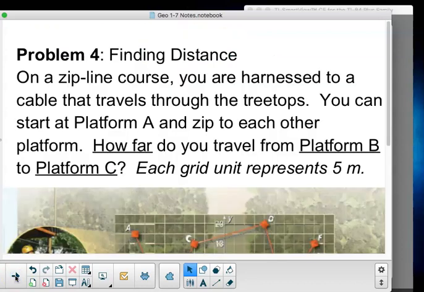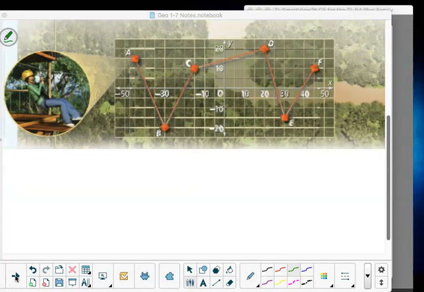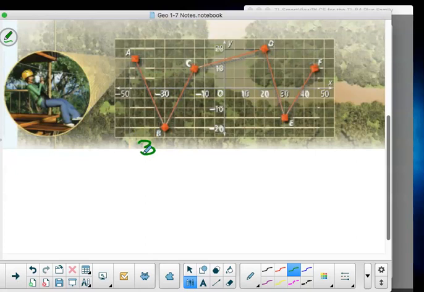Now, problem 4, finding distance. On a zip line course, you are harnessed to a cable that travels through the treetops. You can start at platform A and zip to each other platform. How far do you travel from platform B? Okay, so we've got B and we've got C. B here is -30, -20. And C is -15 and +10.